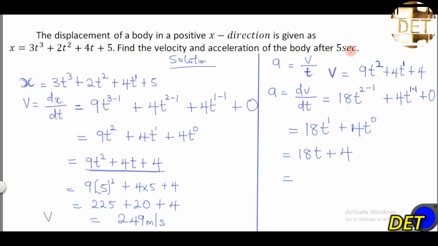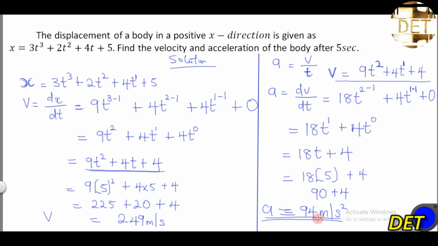seconds. After differentiating the expression for v, what we are going to look for is the acceleration proper, by inputting the value of t, which is 5 seconds. So this will be 18 times 5 plus 4. 18 times 5 gives us 90, and 90 plus 4 is 94 meters per second squared. So this is our acceleration.